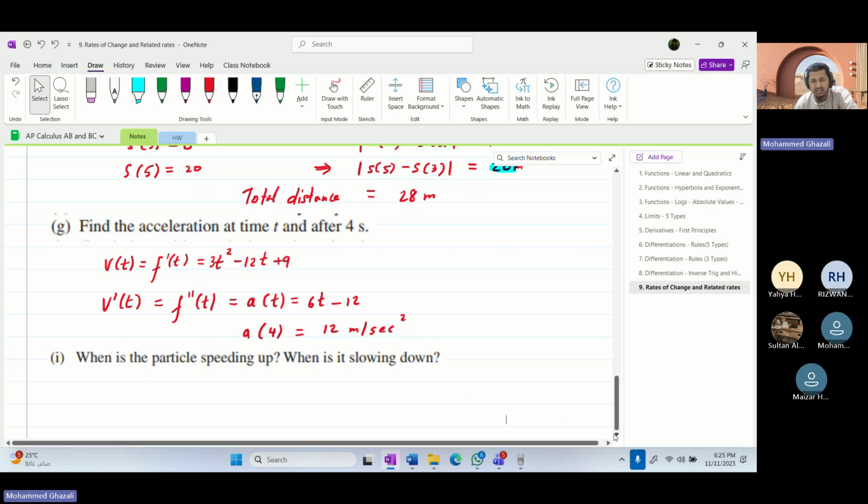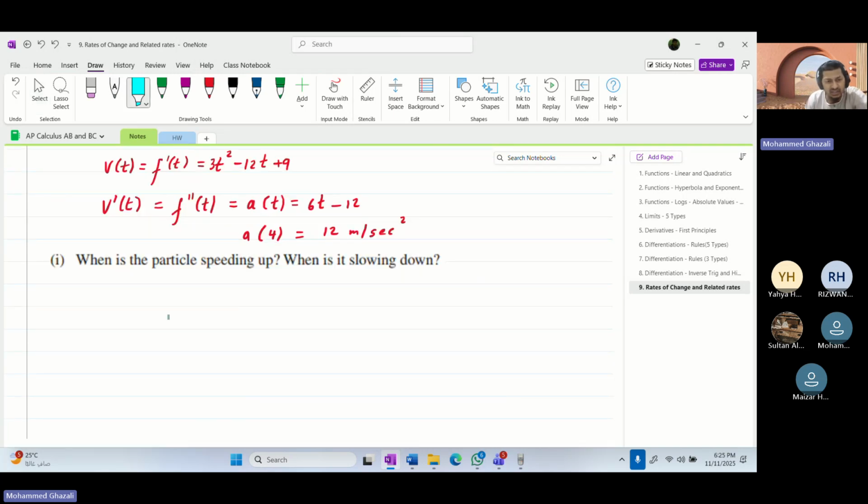So let's look at this. When is a particle speeding up? You're looking at a of t being positive. What is a of t? a of t is 6t minus 12. Then take this 12 over and divide by 6, so t is greater than 2. So after 2 seconds, the particle is speeding up.